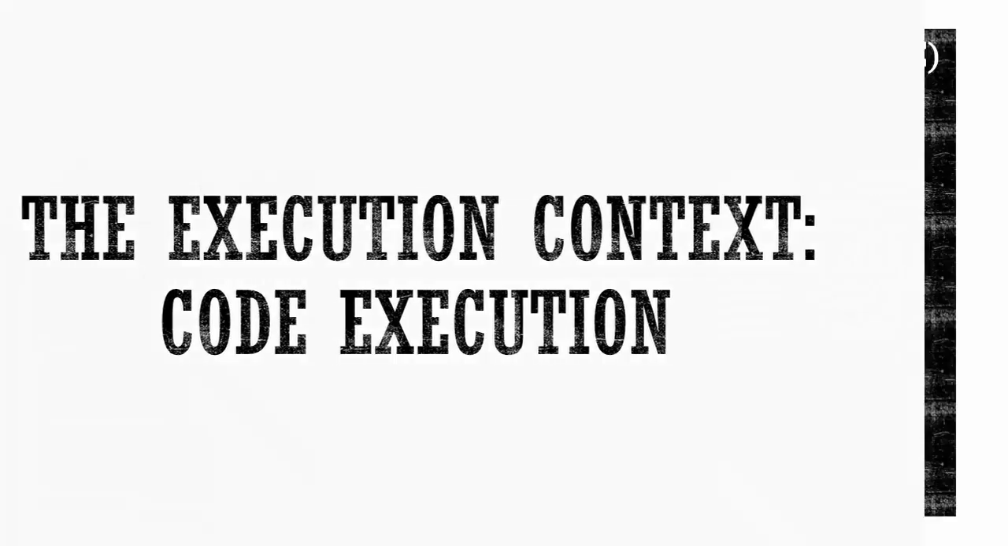All right, so remember we said there were two phases when it came to the execution context within the JavaScript engine. The first phase was the creation phase, when it set up the variables and functions in memory. And then the second phase is the execution phase. And this phase is pretty simple to understand.